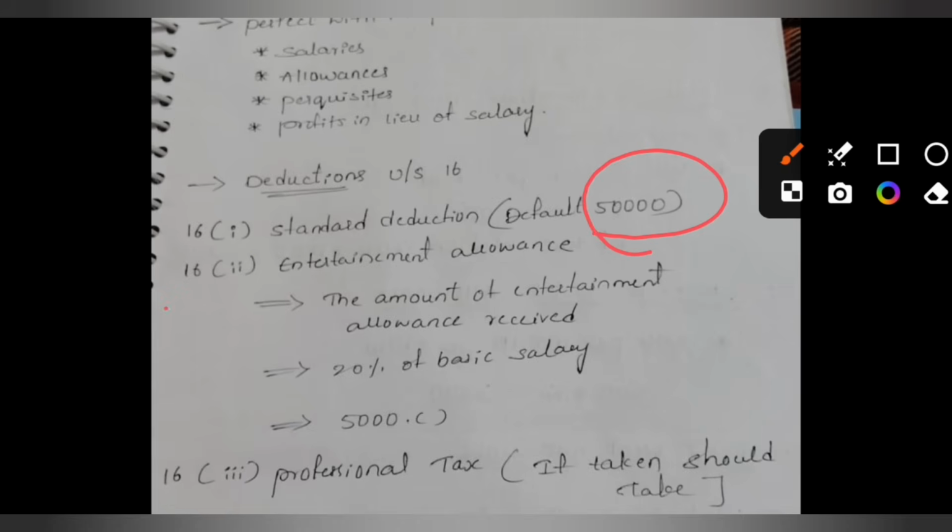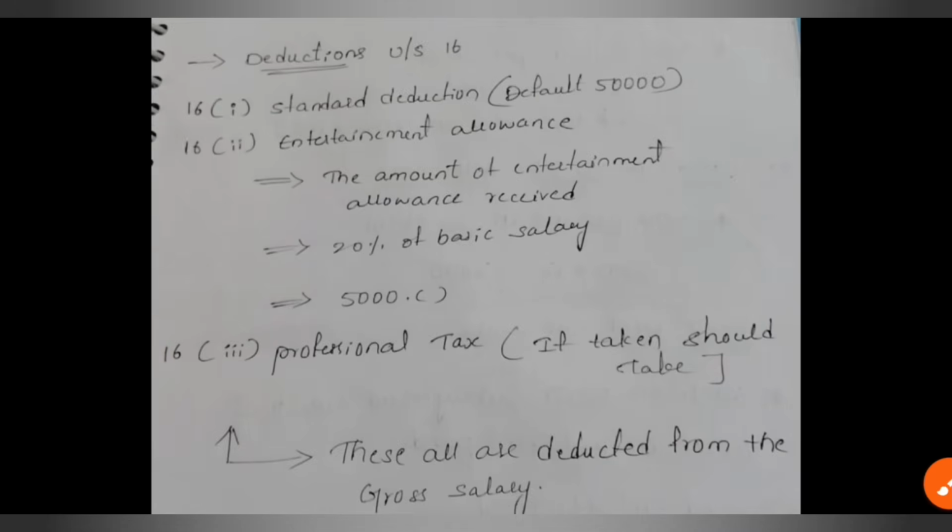Next, if the person is a government employee, in the deduction side we need to calculate the entertainment allowance. How we will calculate the entertainment allowance? Actual entertainment allowance, 20% of salary and default 5000. Out of these 3, whatever is the least you are having, that you need to take.